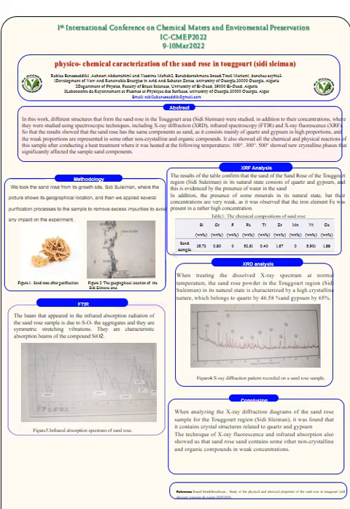The next technique is XRD analysis. When treating the X-ray spectrum at the normal temperature, the sand rose powder from the Touggourt region in its natural state is characterized by a high crystalline nature, which belongs to quartz by 46.58% and gypsum by 65%.